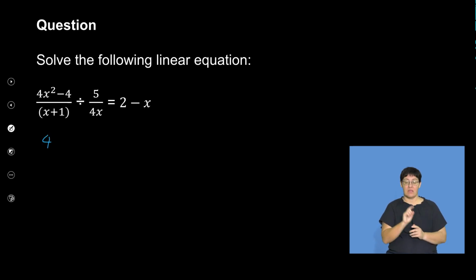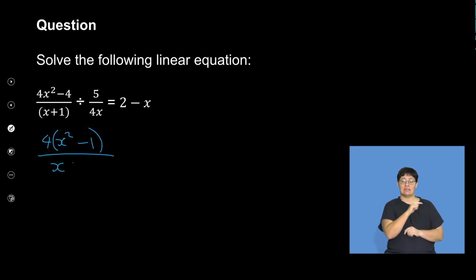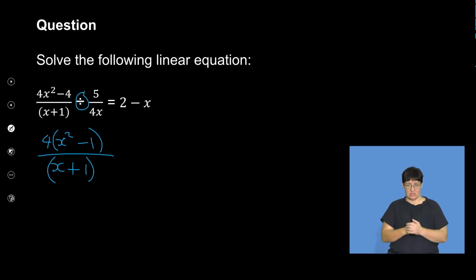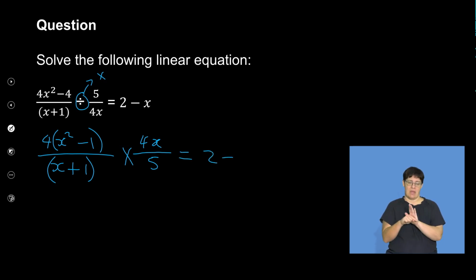So firstly, I will take out a common factor of 4, and this will be x squared minus 1, and all of this is divided by x plus 1. And then, because of this division sign, I must change it to a multiplication, and I must tip and times my fraction. So this will be multiplied by 4x all over 5, and this will equal 2 minus x. I don't need to do anything there. And then you start solving this.